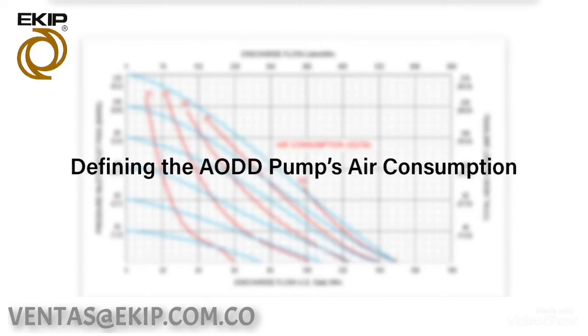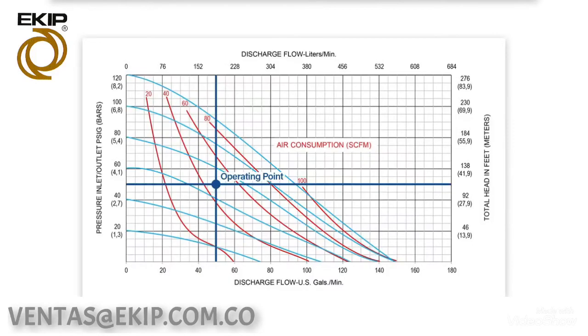The AODD pump performance curve defines the pump's air consumption. Air consumption can be used to help size a compressor for your system as well as identify opportunities for cost savings. If we utilize the same operating point from the performance example, pumping 50 gallons per minute at 115 feet of head, how much air will the AODD pump consume?